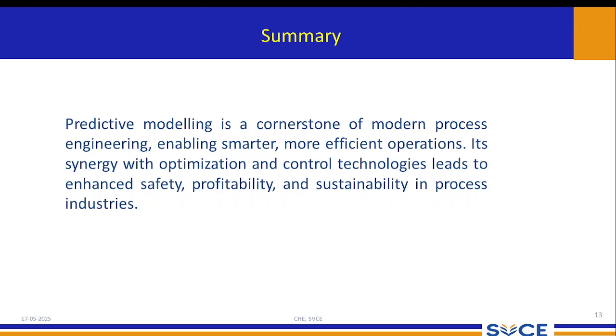A synergy with optimization and control strategies leads to enhanced safety. When you apply model predictive control, it automatically varies the input to the system, so that we need not wait until there is a very vast variation. Because of doing this model predictive control, one of the advantages is that the product formation, the safety, and the quality aspects will be very high.